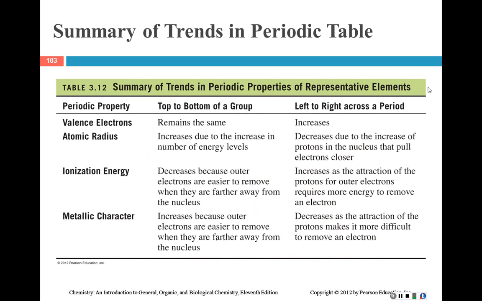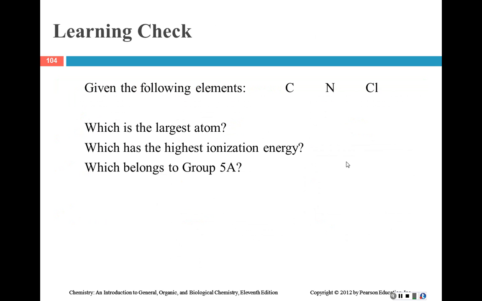And so here's just a summary of the number of valence electrons, the atomic radius, the ionization energy, and metallic character from top to bottom of a group and from left to right. Stays the same, increases, increases, decreases, decreases, increases, increases, decreases. And so if this is something that you just want to memorize, that's fine. Just so you remember what that trend is, because that's probably the type of question you might see.